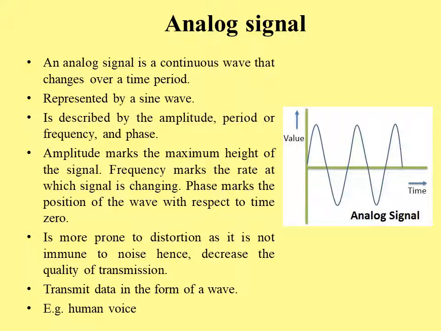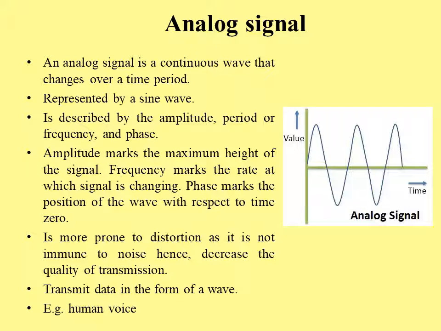To describe the analog signal, the parameters that are used are amplitude, period, frequency and phase. Now what does amplitude do? Amplitude marks the height of the signal. Frequency marks the rate at which the signal is changing, and phase marks the position of the wave with respect to time 0.